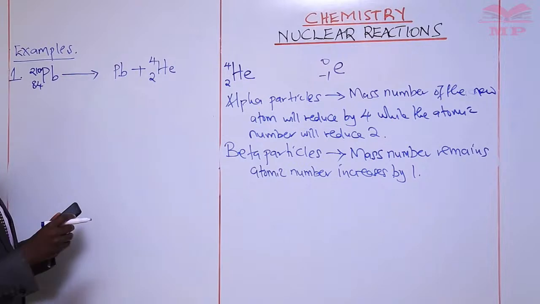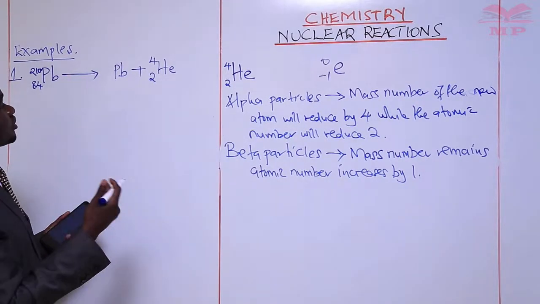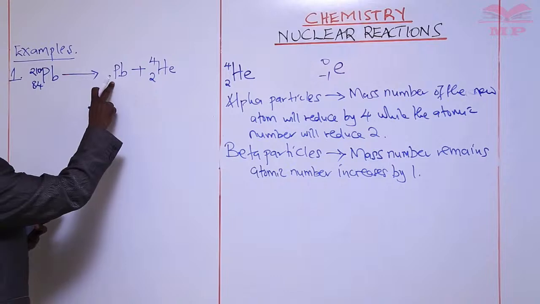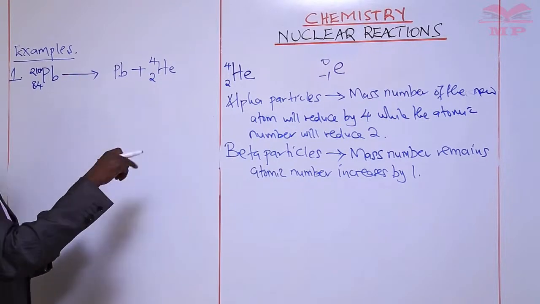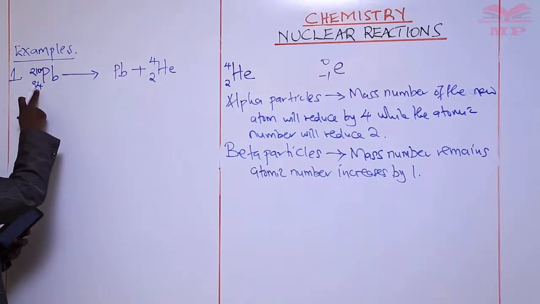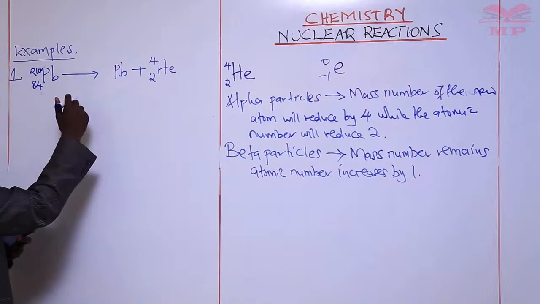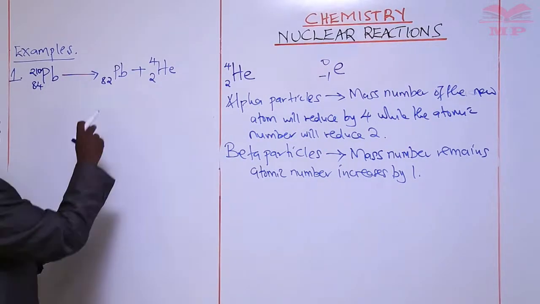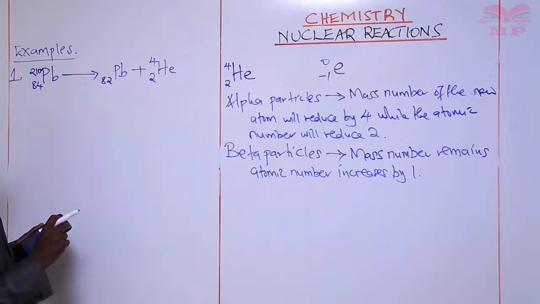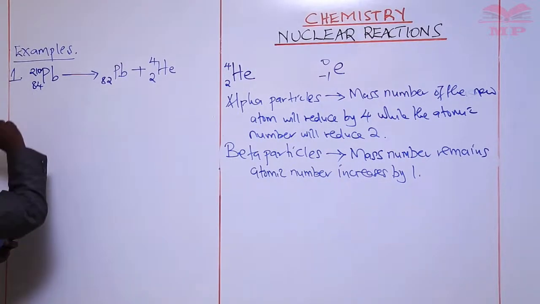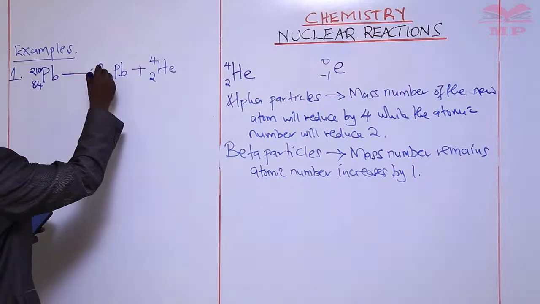Remember, if an alpha particle is emitted, the atomic number will reduce by 2. So initially the atomic number is 84. We reduce 84 by 2, and that will give you 82. Then the mass number, we have said, will reduce by 4. Initially it was 210, so you reduce it by 4 and you get 206.